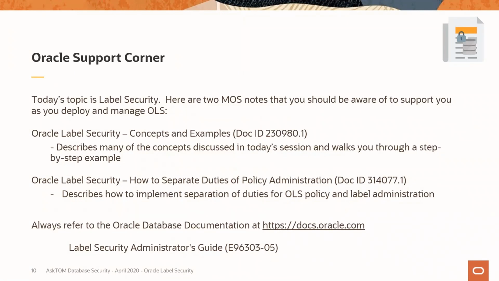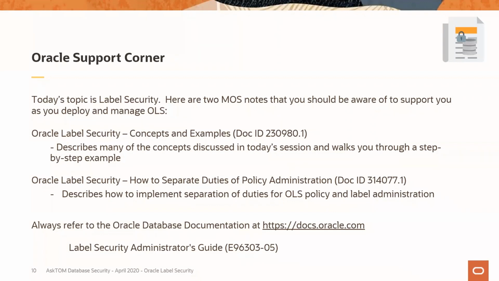After Alan finishes, Rich is going to go through and show you a step-by-step example, a couple of examples of using label security. In those examples, he's going to create policies and he's going to set labels. Sometimes you want the same person to do both, but sometimes you may want separation of duties there. This note talks about how to implement that separation of duties.